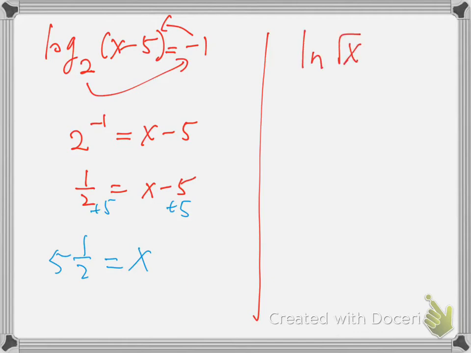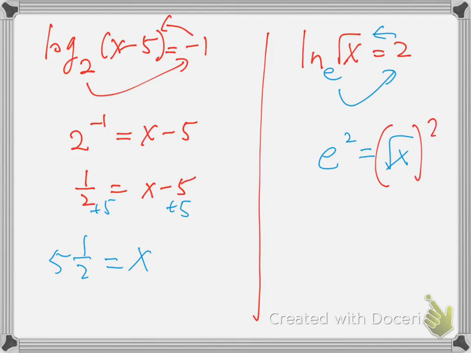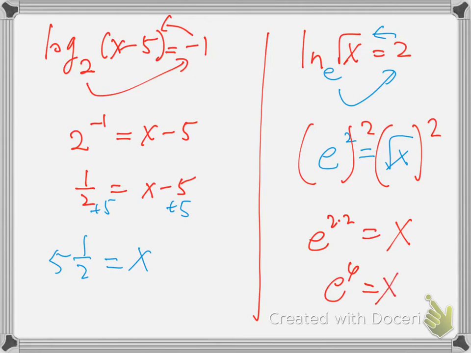Ln of radical x is 2. Solve for x. So first we put the base e back, and then we use the definition. So e to the second power is radical x. So now what's x? Square both sides, right? Because this is radical x and you want x. So we got x on the right hand side. By the power of a power formula, it's 2 times 2. e to the 4th power is x. So the definition of log is the most important part.